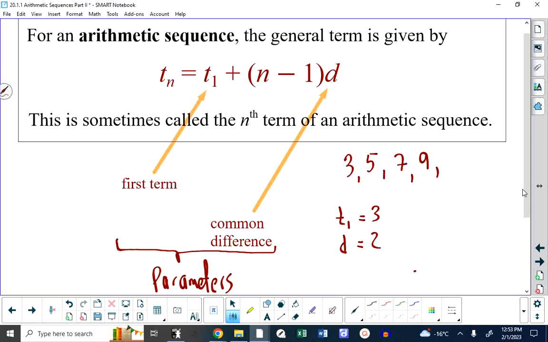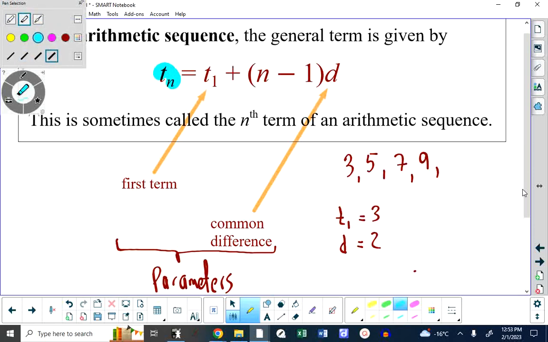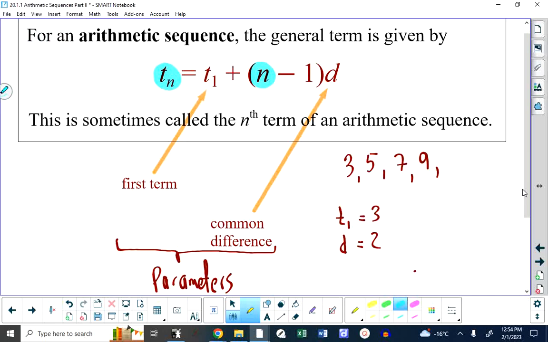If I use that formula to find the millionth term, I still use the first term is 3 and the common difference is 2. The first term is 3 and the common difference is 2 for any term that we find. What changes, though, are these two things, this and this, these are variables. For the first term, n has a particular number, 1, and Tn happens to be 3.